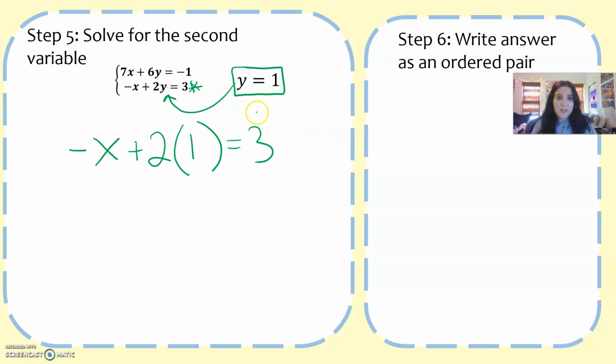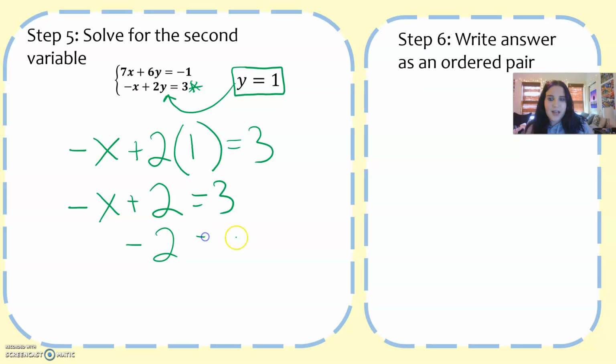Now I'm going to solve this equation for x. -x plus 2 times 1 is 2, equals 3. Then I'm going to subtract 2 from both sides. So -x equals 1. 3 minus 2 is 1.